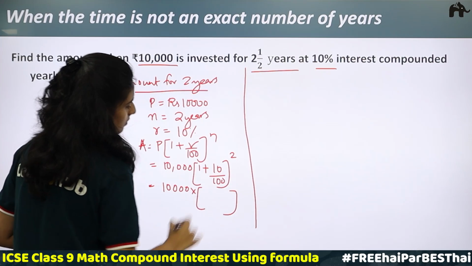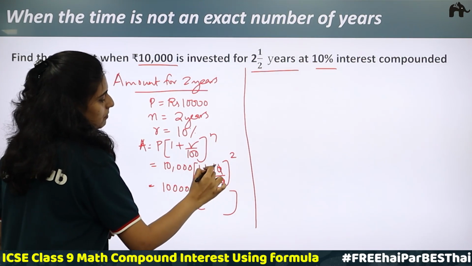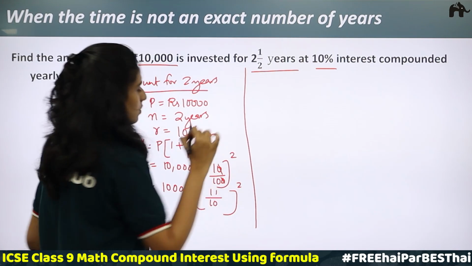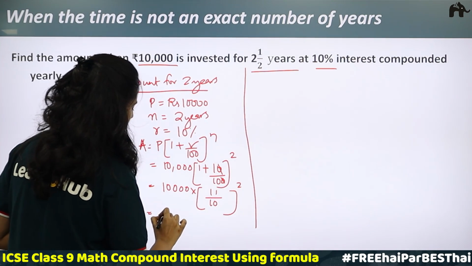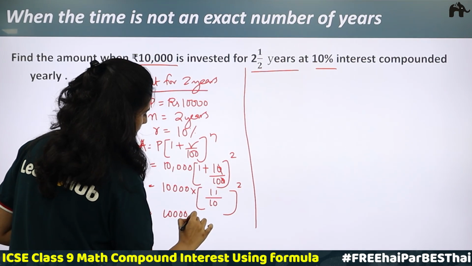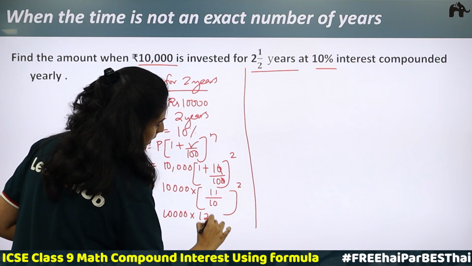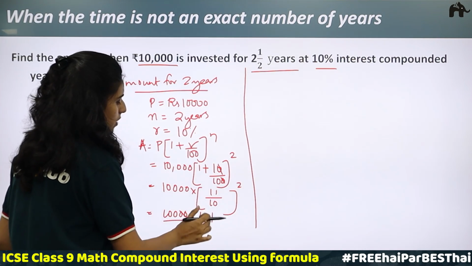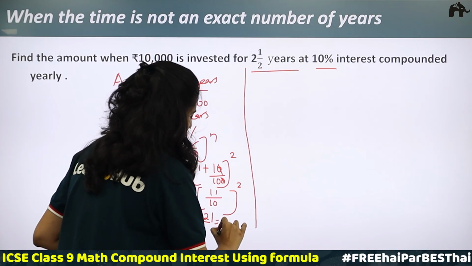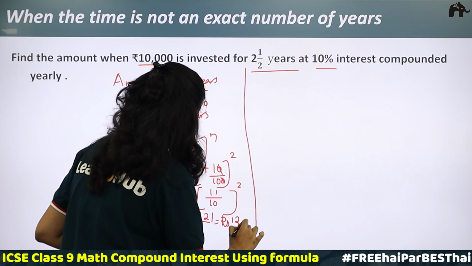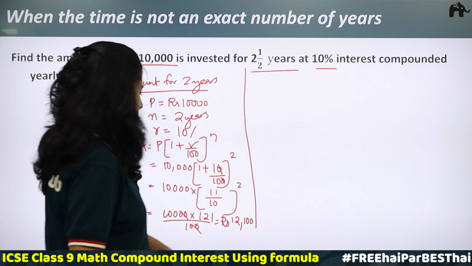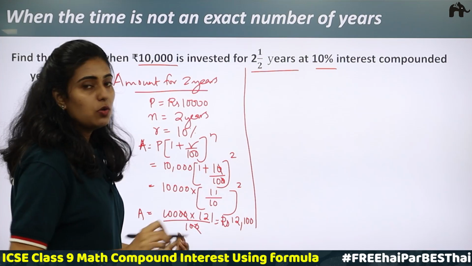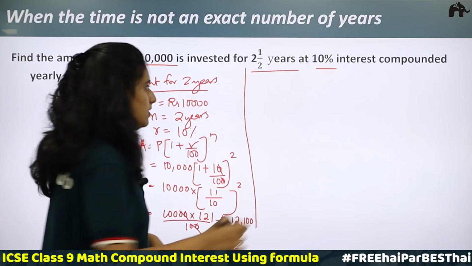cancelling zeros, 1 plus 1 by 10, which is 11 by 10 whole square. That is equal to 10,000 into 11 square is 121 divided by 10 square is 100. Cancelling zeros, 121 into 100, you will be getting rupees 12,100. Rupees 12,100 is the amount for 2 years. This amount will be the principal for the next half year.